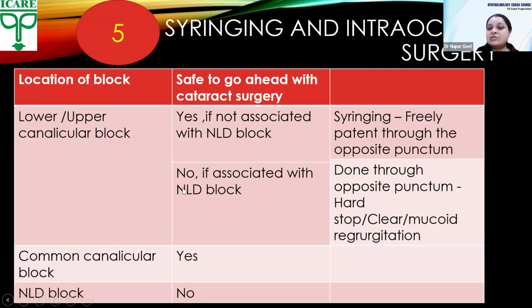So a quick diagram, especially in cases where you're planning an intraocular surgery with respect to your syringing findings. If the location of the block is in the lower or the upper canalicular block, can you proceed with the cataract surgery? Yes, if it is not associated with NLD block. So what will be the finding? The syringing will be freely patent through the opposite punctum. And no, if there's an associated NLD block. So when you do it to the opposite punctum, you'll get a hard stop with a clear mucoid fluid regurgitation.